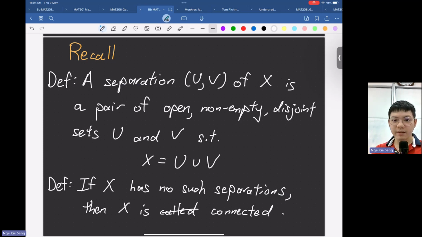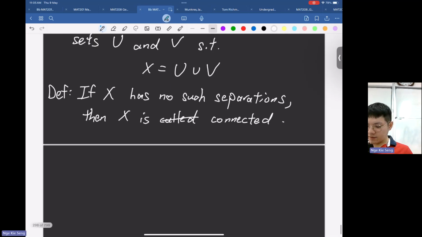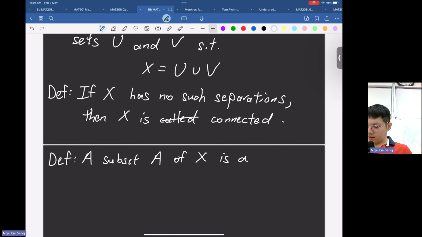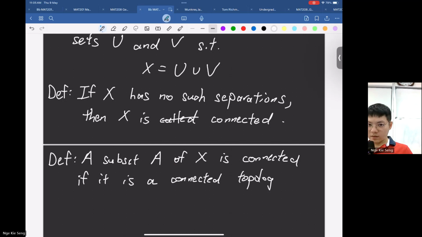And what else? How about a subset of a topological space to be connected? A subset A of X is connected if it is itself a connected topological space when given the subspace topology.